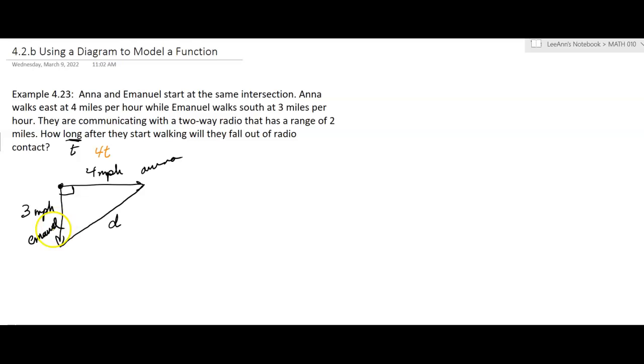All right, and then Emmanuel, his distance is going to be 3t. Okay? And again, if he walks for an hour, he's going to go 3 miles. If he walks for 2 hours, he's going to go 6 miles. All right, and so our distance is a function of time. And this is based on the Pythagorean theorem. It's because you have a right triangle. And now that we have everything in terms of distances, we can make this relationship.